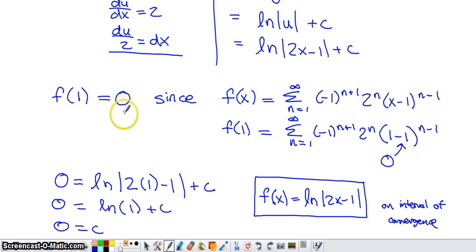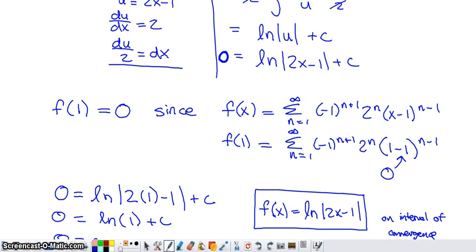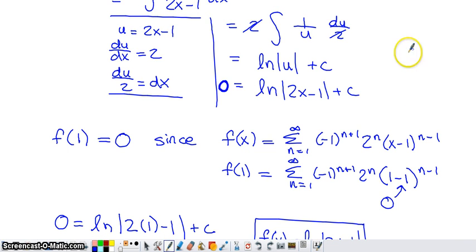and so that implies that f of 1 equals 0. And so if we put 0 in place of the y right here, and we put 1 in place of the x right here, and then proceed to solve for c, we did all that work just to see that c was 0. And that tells us that f of x is going to be the natural log of the absolute value of 2x minus 1. So part C especially, kind of tricky, kind of lengthy, but hopefully that provides a little bit of clarity.